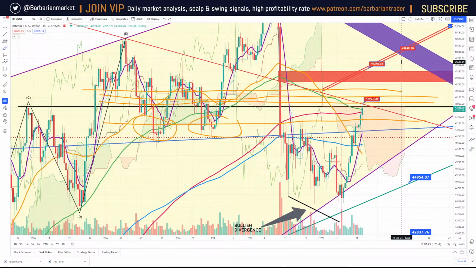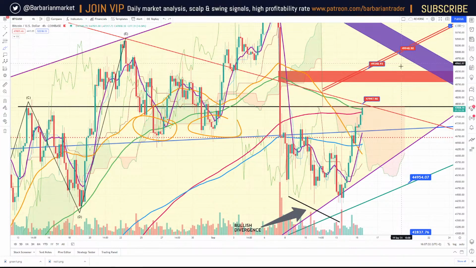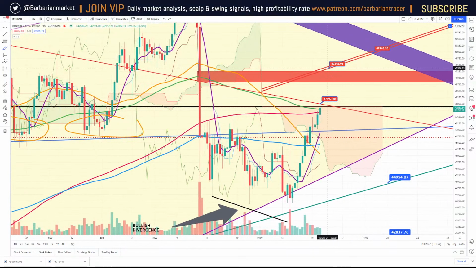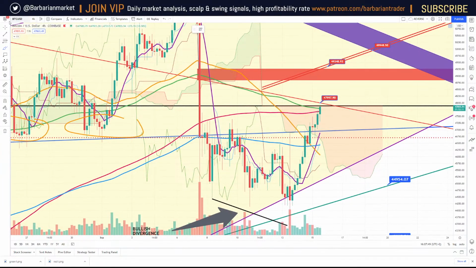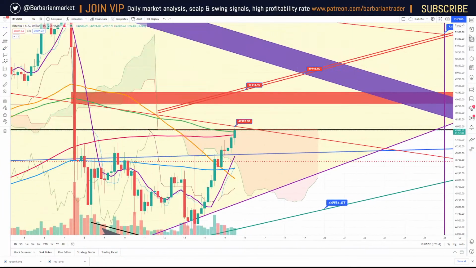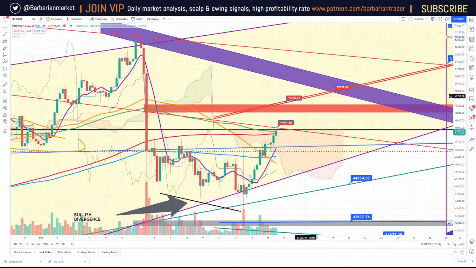So we have to keep an eye on this diagonal resistance, 47,700, 48,000. Once we break this, then possible to come on in this area, this double red diagonal resistance, okay? So probably this is where I will, personally, I think, in this area could be a good setup for a swing, okay? So this area could be an interesting area for a swing trade.